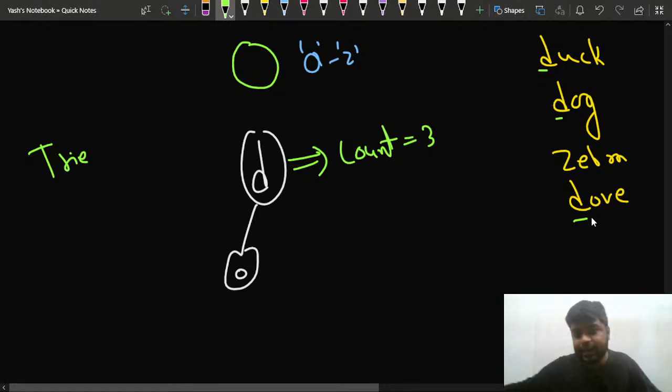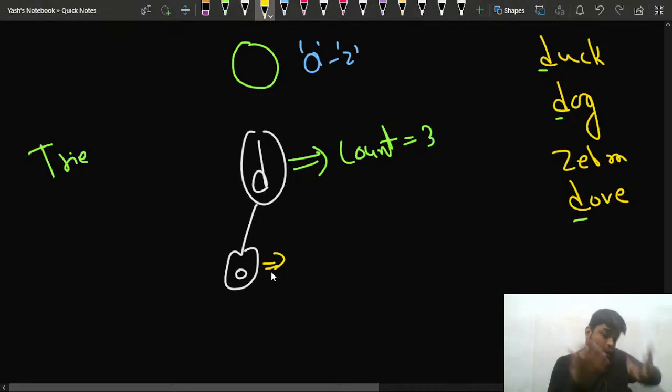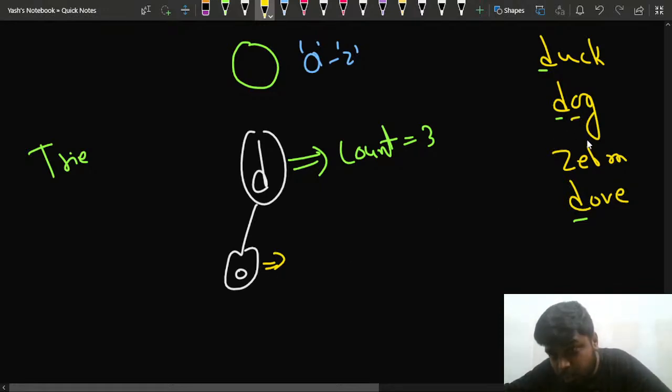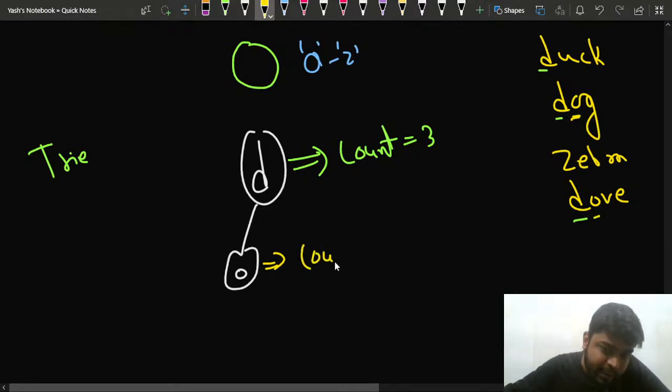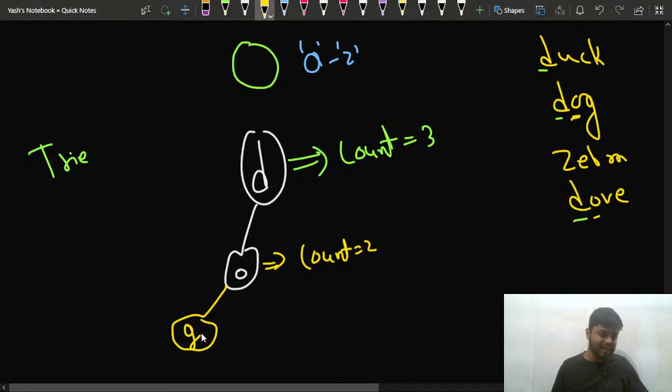Yes, like this. How many words are there that have O? So can I say that the number of words having O is nothing but 2? This word and this word, dog and dove. So the count will be 2 for O. Like if I make G here, if I connect G here like this, right?